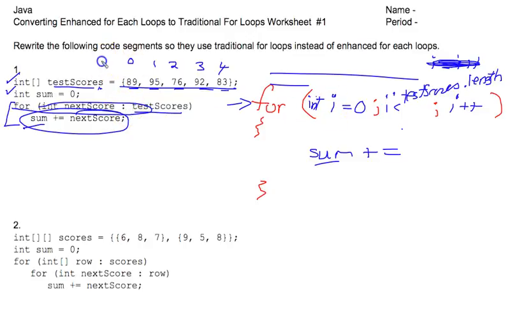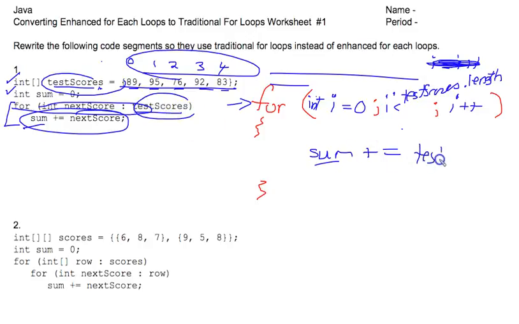i is just iterating through these subscript positions. So the name of the array, test scores, square brackets i. That's the key to the final answer here, semicolon. If you just had i here, that would be stupid. You're adding up 0 plus 1 plus 2 plus 3 plus 4. And you can't put like the number 0 in there because then you're just adding up 89 over and over again 5 times. So there you go. That's the answer to number 1.